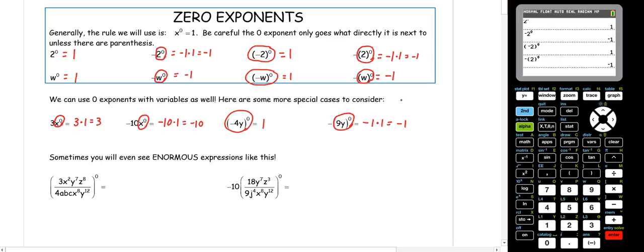Sometimes we're also going to see enormous expressions like the one on the bottom. Don't get frustrated or confused by everything that's in the parentheses. Because it has an exponent of 0, all of this is just equal to 1. In the second one, everything in parentheses becomes 1, but we also have this -10. So -10 times 1 is equal to -10. So basically, if there's a number out front, it's going to be equal to that times 1. The 0 only applies to whatever it's directly touching.